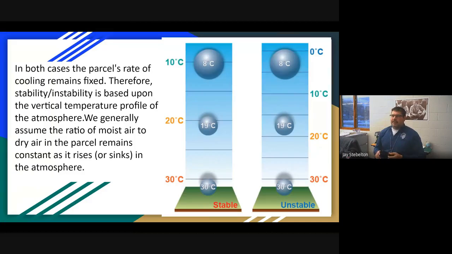Okay, so stability and instability is based on the vertical temperature profile in the atmosphere. And you're going to see on these Skew T diagrams where the air actually warms up a little bit as you go higher, and that's called a temperature inversion.